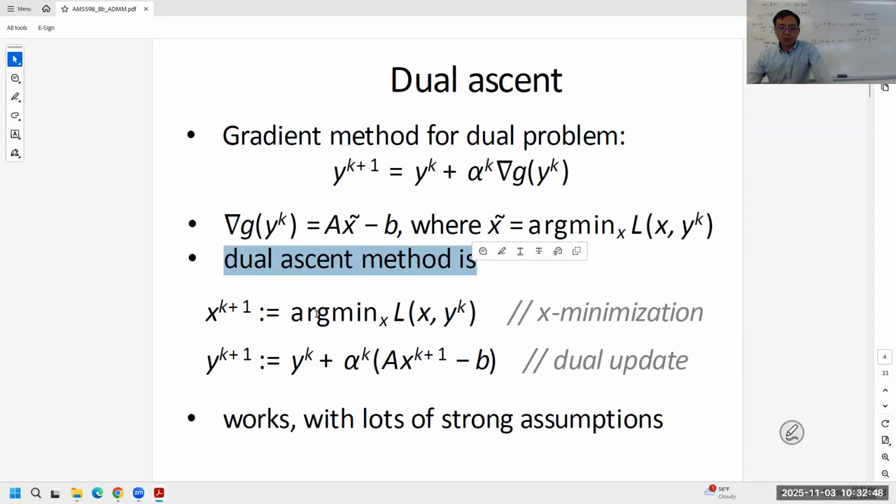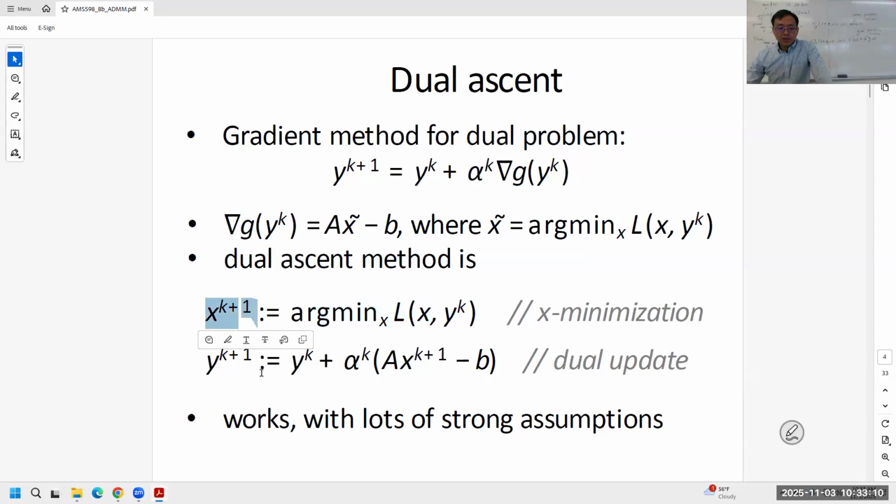What we do here is, if you are given a y, if y is known, like in the iterative algorithm where you have the x and y values from the previous step, then you can just minimize the Lagrangian with the given y. You minimize this with respect to x, you get x_{k+1}, right?